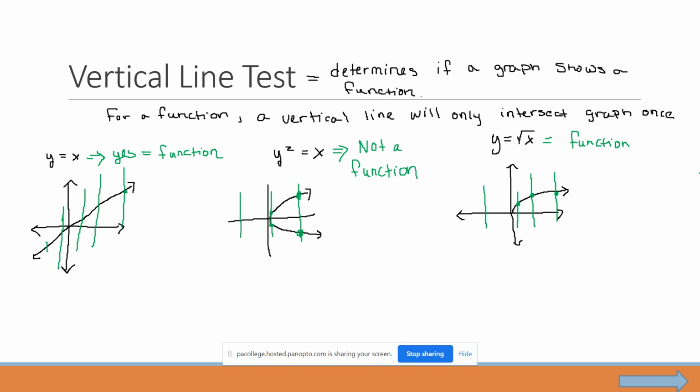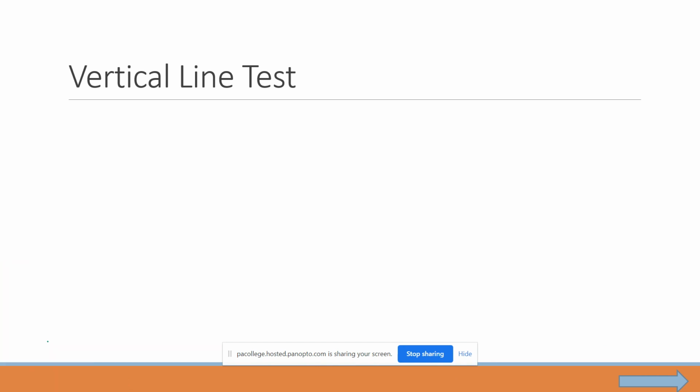So the vertical line test determined if the graph was a function, but what if I just have an equation instead of a graph? So erase, ta-da, and let's see if we can write. So how to tell if an equation is a function or not.